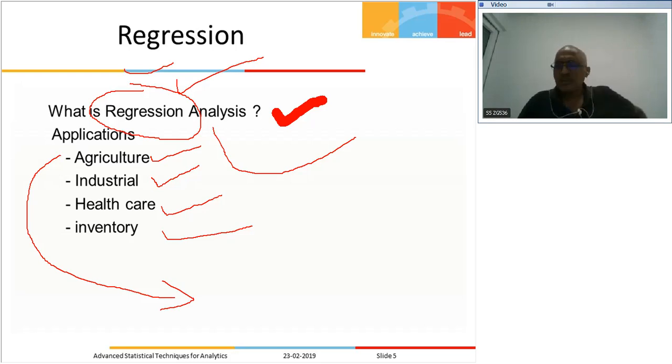So many examples we had, like stock market prediction. One of our friends responded: no, regression is not related to continuous random variables.